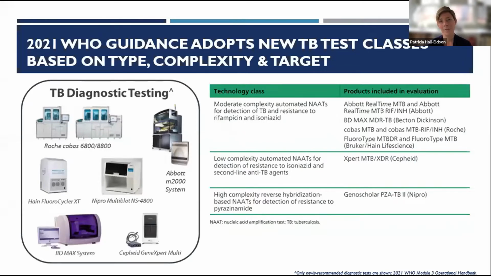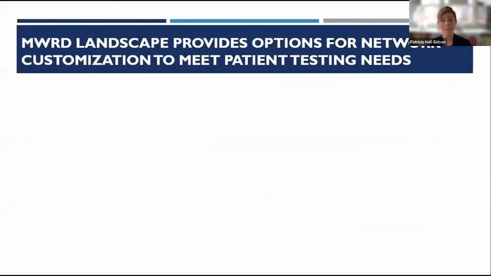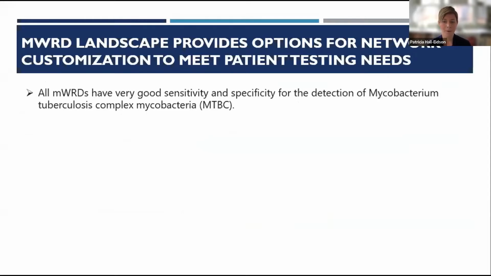The classes for the newly endorsed TB nucleic acid amplification tests, or NAATs or NATs, are shown here, where, for example, the expert MTB XDR cartridge is shown in the middle of the table and is classified as a low complexity automated NAT, or LC-ANAT for short. With all of these new testing options comes opportunities for TB testing network customization for national and subnational TB programs, communities, community organizations, and patients, where all mWRDs have good sensitivity and specificity for the detection of mycobacteria, which is the mycobacteria that causes TB disease.